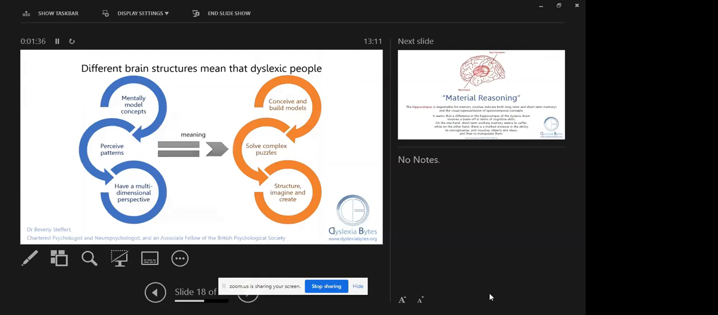A lady called Dr. Beverly Stafer, a chartered psychologist and neuropsychologist, and an associate fellow of the British Psychological Society, showed clearly that different brain structures within the dyslexic brain mean that dyslexic people mentally model concepts, perceive patterns, and have a multidimensional perspective, which means that they conceive and build models, they solve complex puzzles, and they can imagine, structure, and create in a way that others can't.